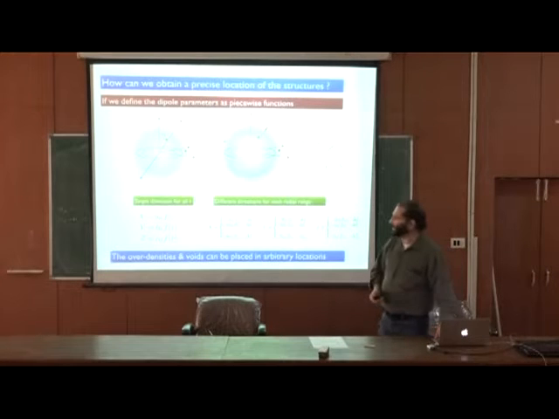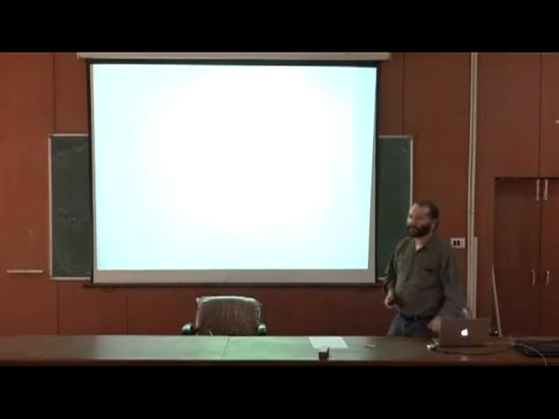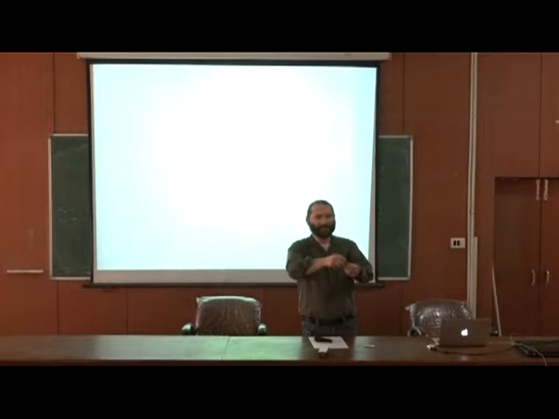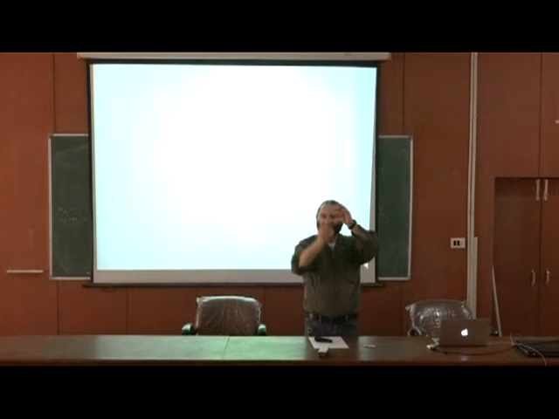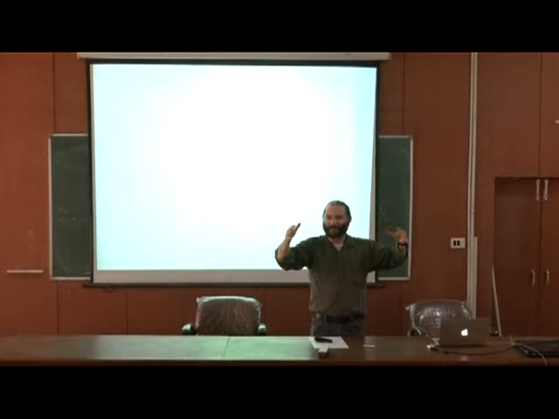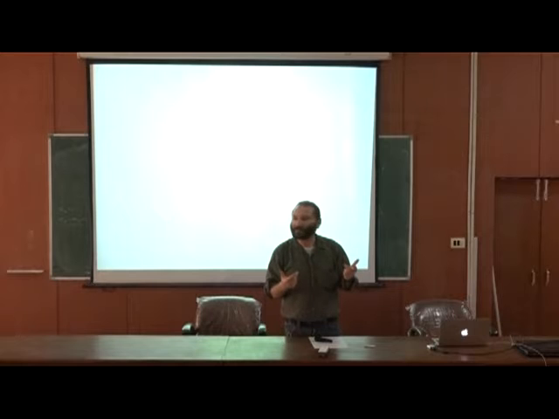Now, overdensities and voids can be placed in arbitrary locations in this manner. Notice that we start with a single dipole. Now what we do is put little dipoles in different radial ranges. This is one way in which we can construct multipoles: by superposing many small dipoles in different directions, and this creates a multipole.